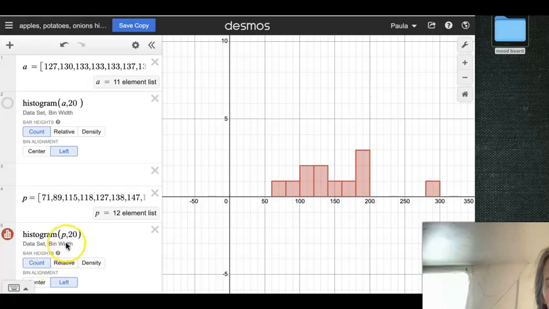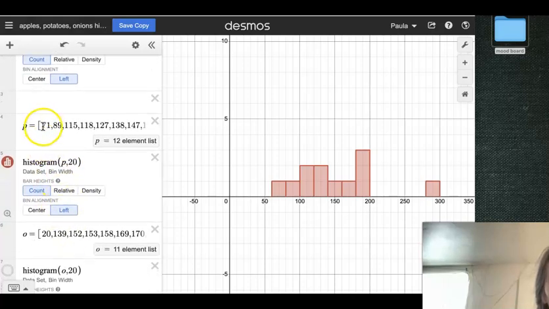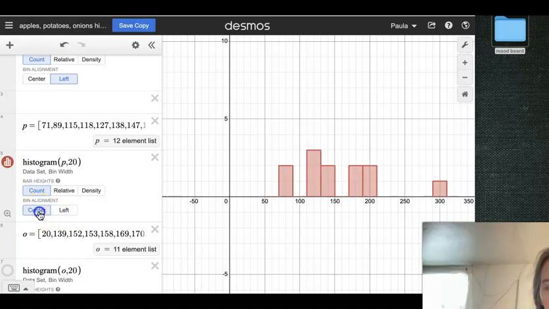And the red bars are the potatoes. So again, I gave Desmos all the weights of the potatoes. There were 12 potatoes. And then I said histogram P, 20, and there's the histogram. The frequency of all of these is 1. This is 2, 2, and this is 3. So there was that one really big potato that's over here. And notice that the x-axis is the weight in grams, and it's a number line. And this will be different depending on the bin alignment, which I typically stick with left bin alignment.